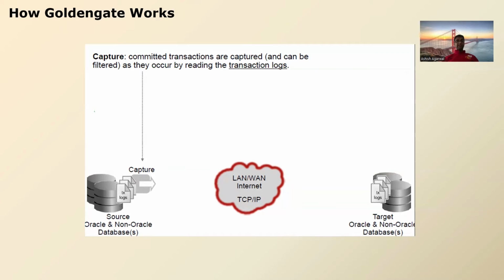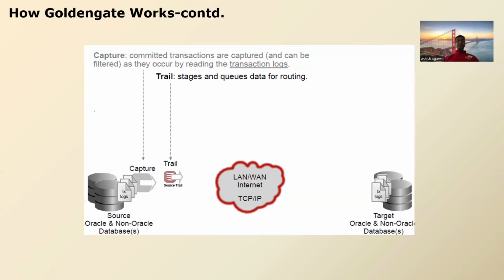Okay. Now, once the transactions get written into the transaction logs, there is the Golden Gate extract process which reads data from the transaction logs and captures only committed transactions.